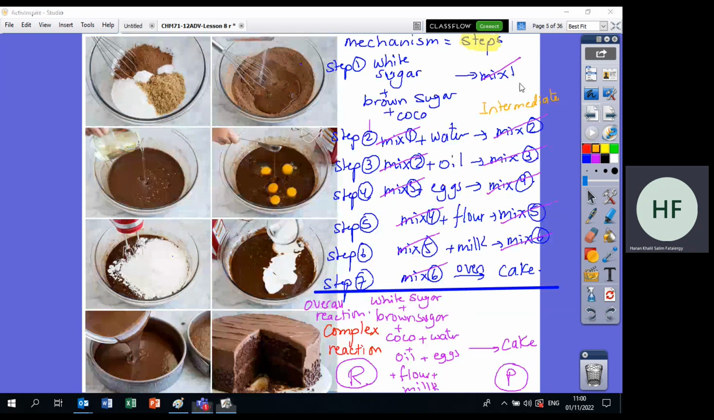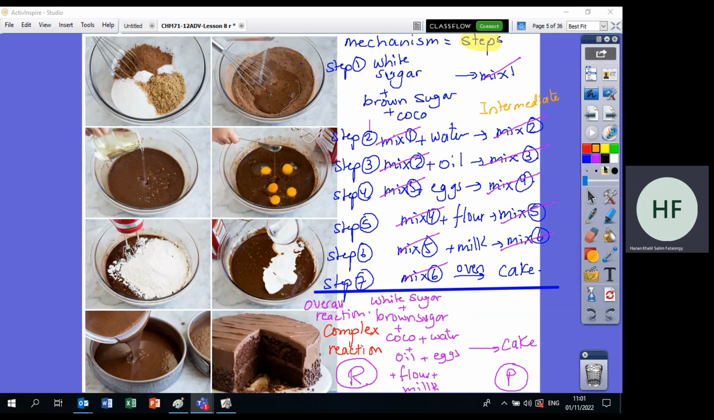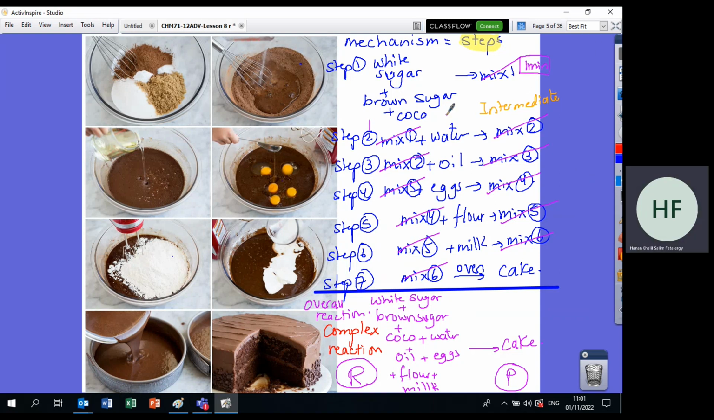Okay, now let's speak about the time needed to make each step. In order to mix the white sugar, the brown sugar and the cocoa powder, how many minutes do you need? Let's say this requires only 1 minute. How long do you need to mix with water? Let's say 1 minute also. How many minutes do you need to mix with oil? Also 1 minute. Okay, to add the eggs and mix, 2 minutes.